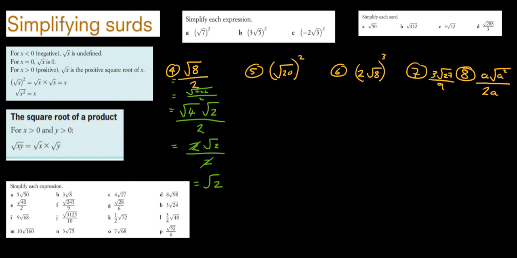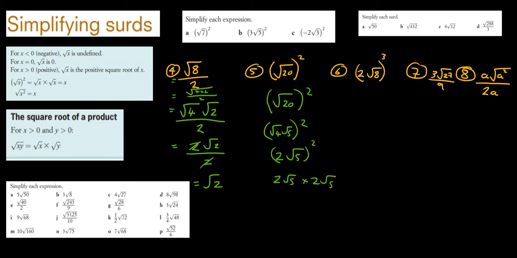Okay, so we've got the root of 20 squared. I'm going to keep it as the root of 20. And we can rewrite that as the root of 4 times 5. So that is 2 root 5. So that is 2 root 5 times 2 root 5. 2 2s are 4. The square root of 5 times the square root of 5 is just 5. And that gives 20.